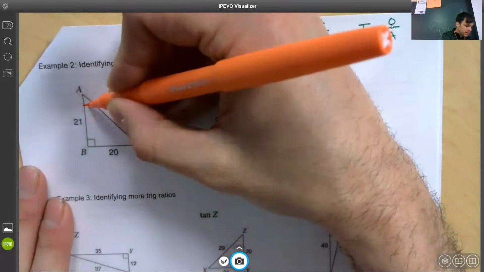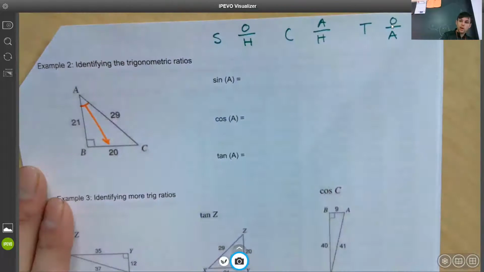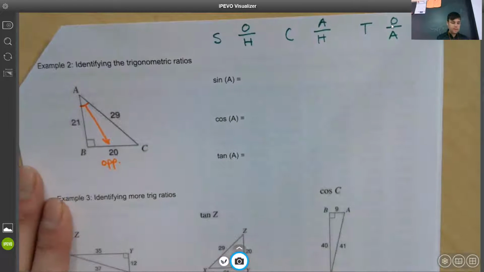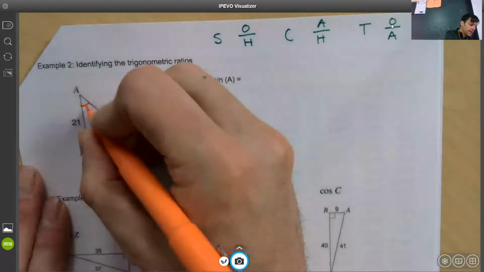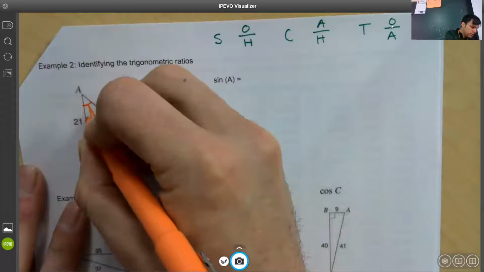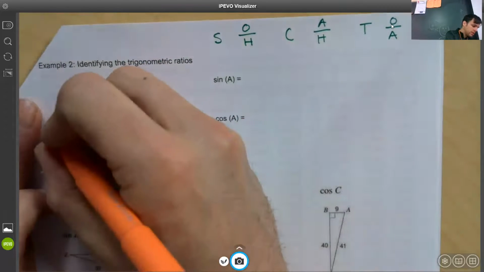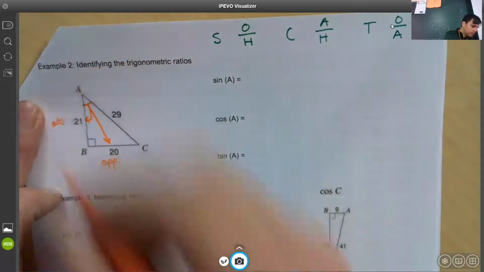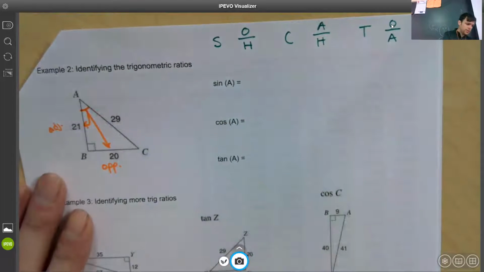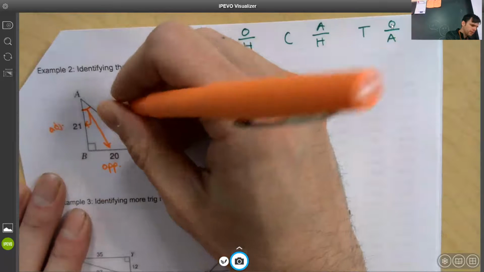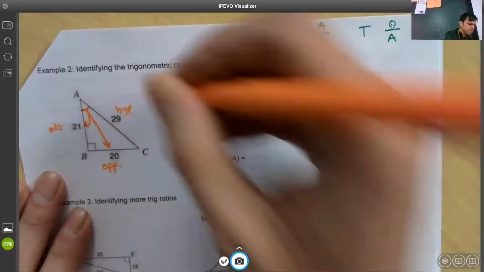The opposite side is going to be right down here. That's across from angle A. That's our opposite leg. I'm just going to go OPP for that. Our adjacent leg is going to be the leg that is next to that angle. The leg, not the hypotenuse. So this is our adjacent. And then finally, the hypotenuse. The hypotenuse is always the longest one. It's always across from the right angle here. So this is our hypotenuse.